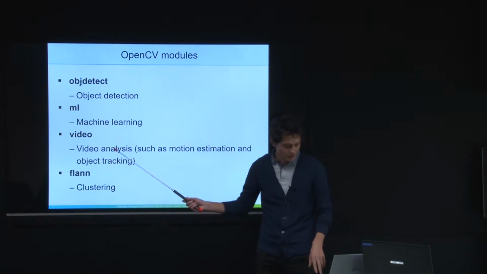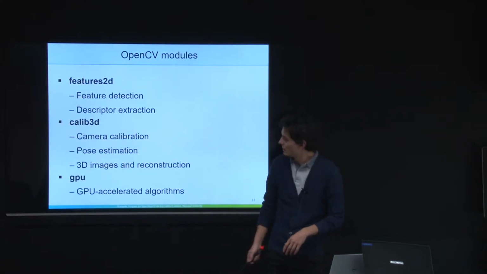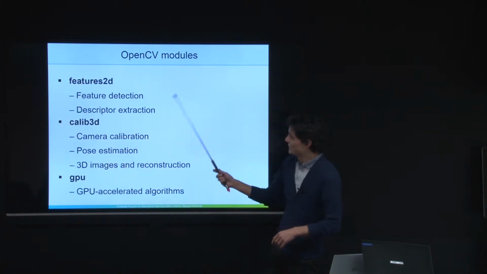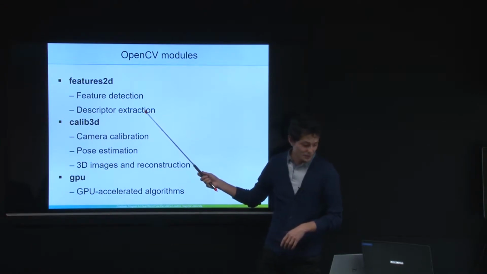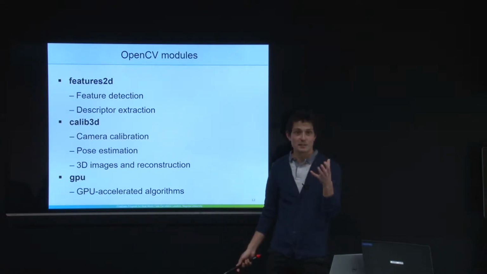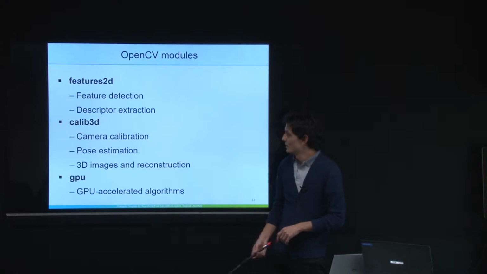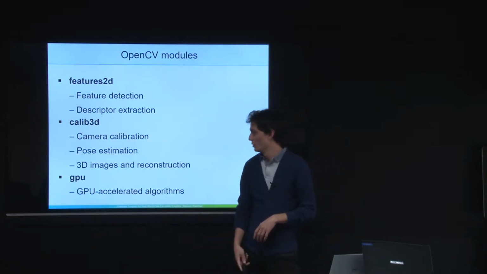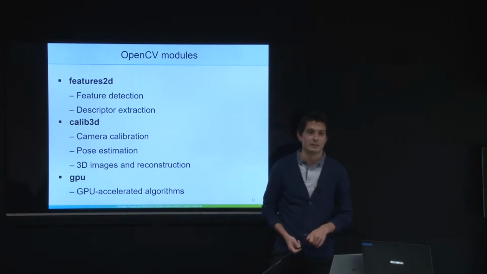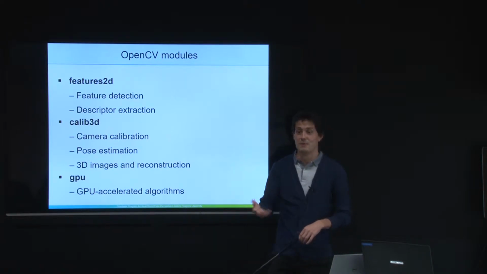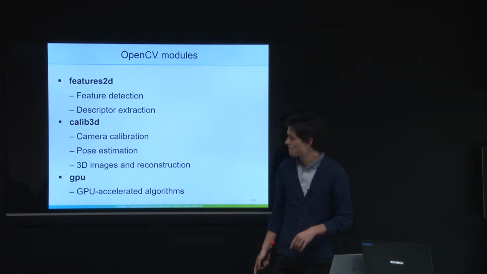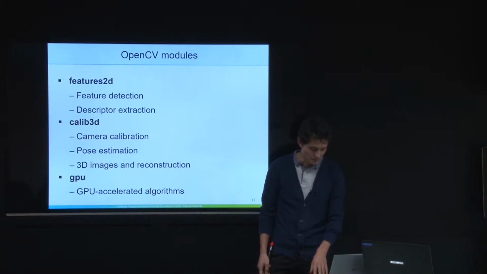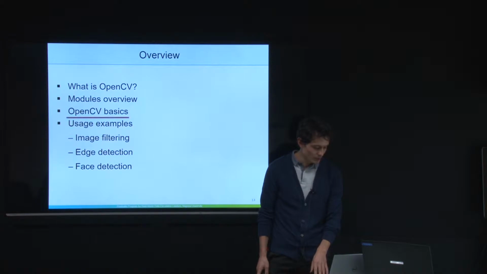And some other little libraries, like FLANN does clustering stuff. Features is the one I've used a lot of, extracting repeatable points from images. Camera calibration, and one of the new ones is GPU, for making parallel algorithms, making things run faster, basically. Okay, so that's a lightning overview of the modules.